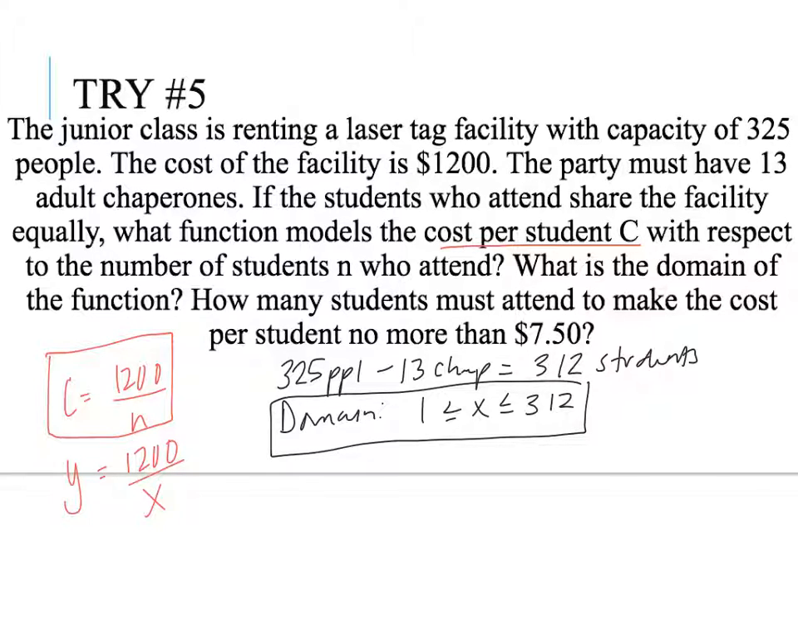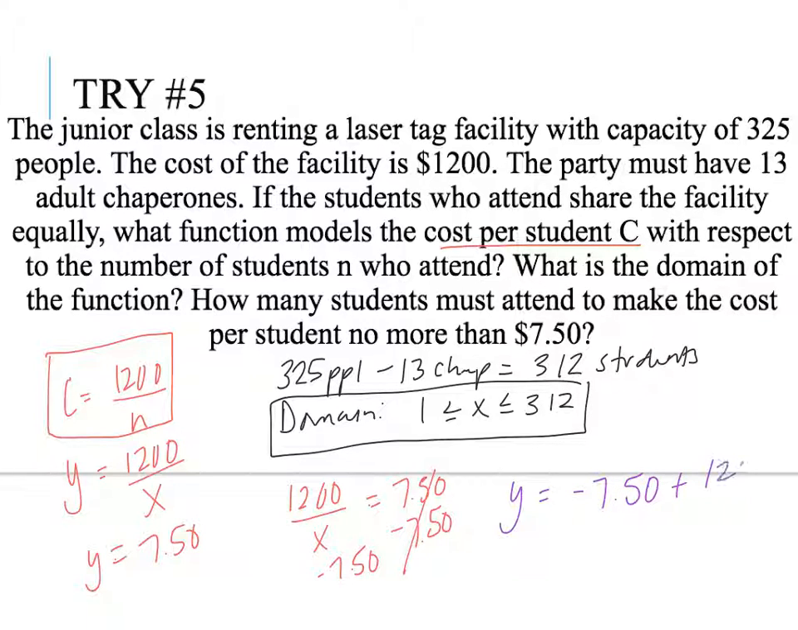And then it says, how many students must attend to make the cost no more than $7.50 per student? So remember, that's when I throw in this other equation and say, well, that's when y equals $7.50. So I have two functions that I need to set equal to one another. That means I'm going to subtract $7.50 on both sides. Really, this right-hand side is going to equal 0, so I'm going to go ahead and say that that's y. So y equals negative 7.50 plus 1200 over x.